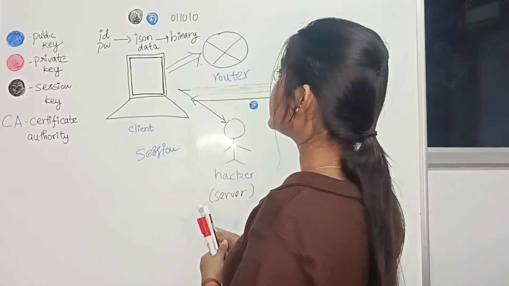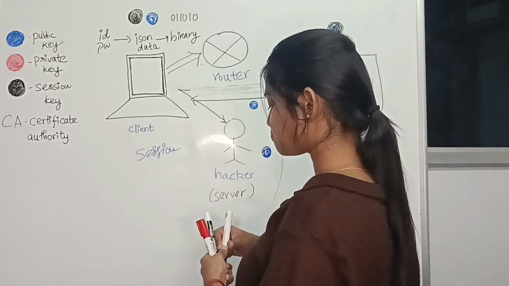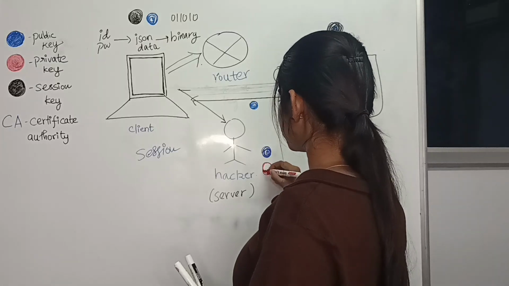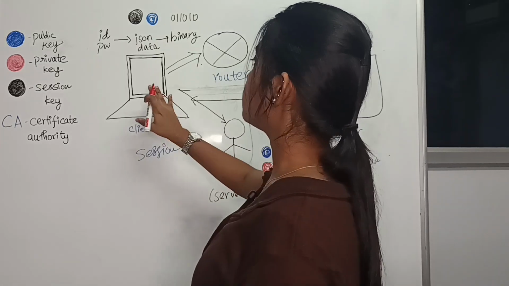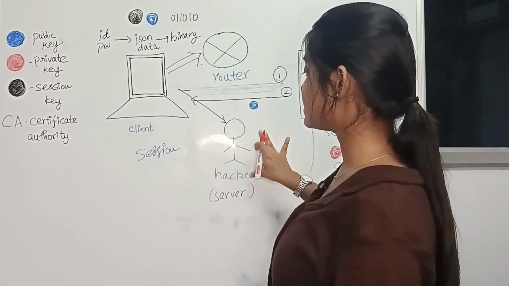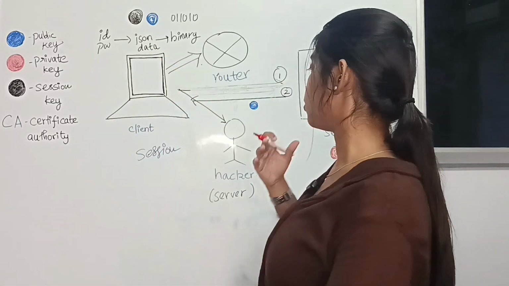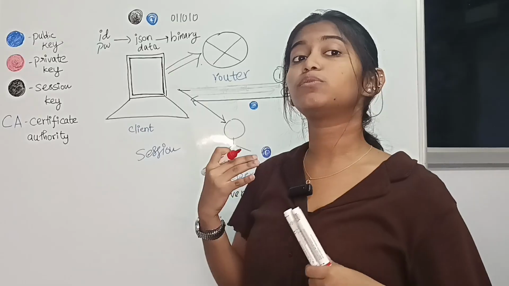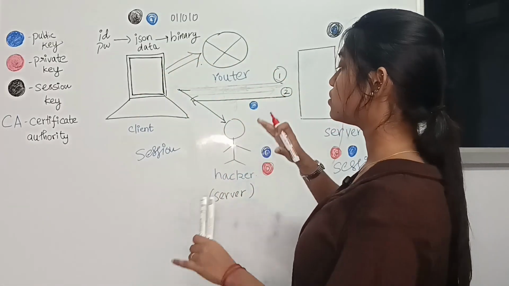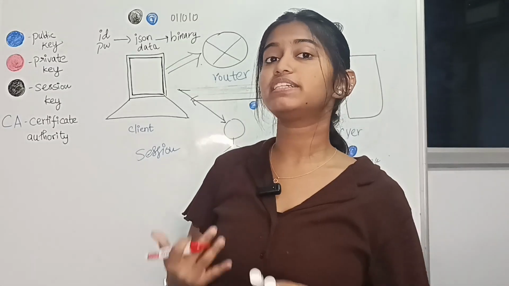He has his own public key and private key. This one is the public key of the hacker, and this one is the private key of the hacker. Once the client tells the hacker, hey, I want to send data, he sends his public key to the client. The client encrypts the session key with the help of the public key sent by the hacker, thinking that it was sent by the server, and this encrypted session key is sent to the hacker, who can decrypt it with the help of the private key.